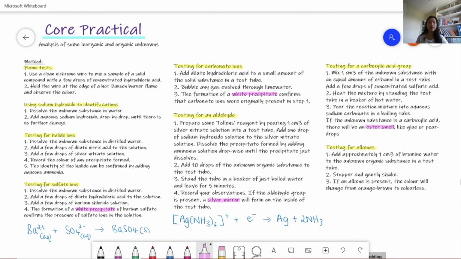And then finally, testing for alkenes. When we add bromine water, the colour should change from orange-brown to colourless. So now we're going to look a bit further into flame tests, identifying cations, and testing for halide ions.